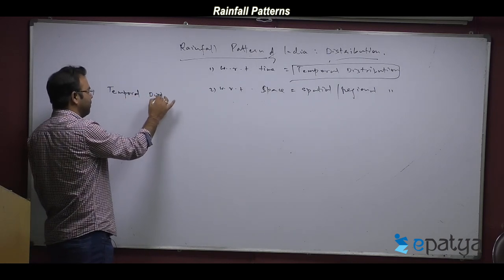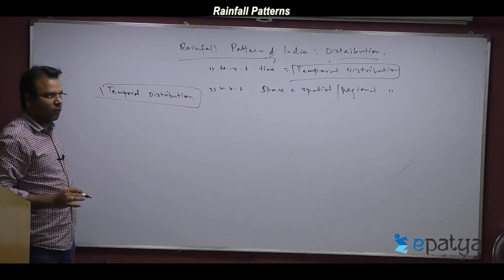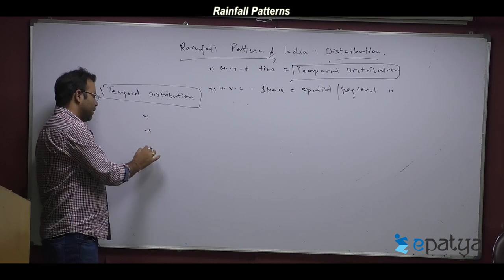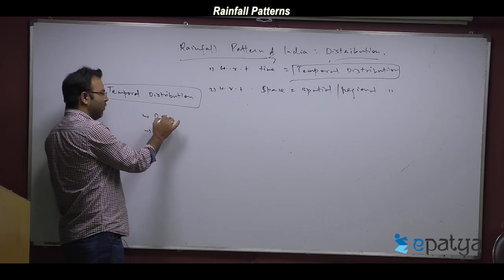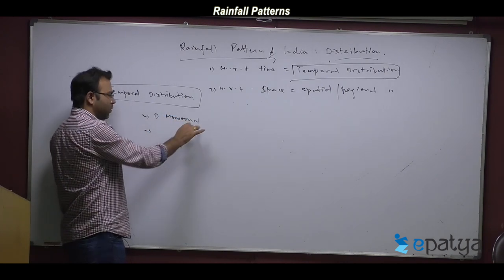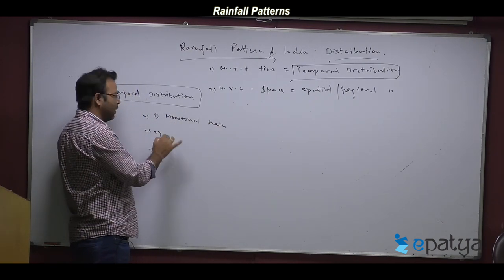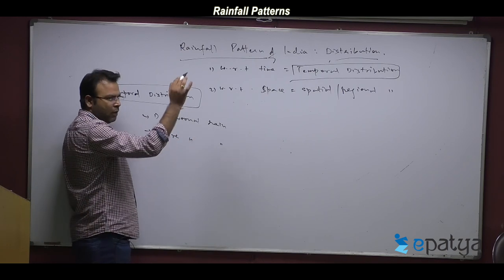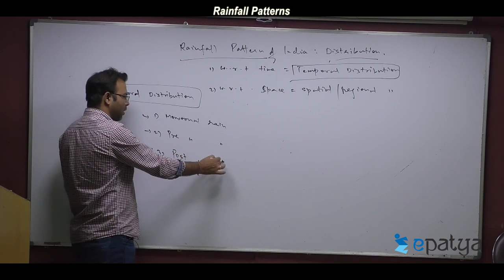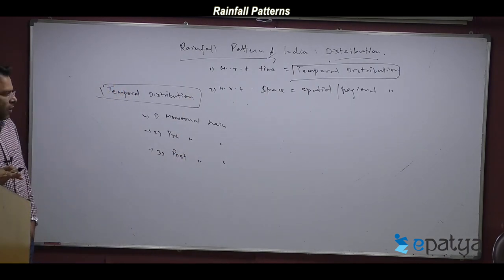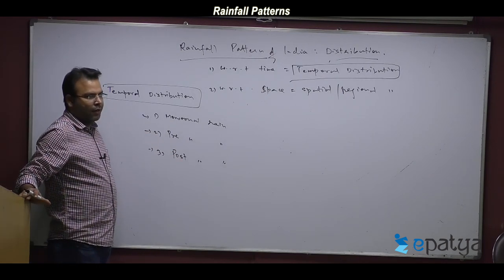Temporal distribution of rainfall in the country. So, temporal means with respect to time. So, there are three patterns. With respect to time, one is called monsoonal rain. Second, before the monsoon, that is called pre-monsoonal rain. Then after the monsoon called as what? Very simple logical, post-monsoonal rain. It's a logic to remember the things: monsoonal rain, pre-monsoonal rain and the post-monsoonal rain.